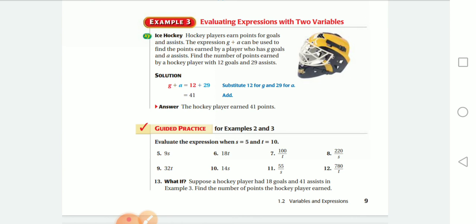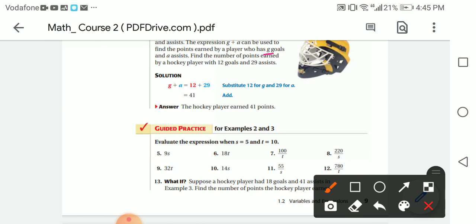Ice hockey. Hockey players earn points for goals and assists. The expression G plus A can be used to find the points earned by a player who has G goals and A assists. Okay, G for goals, and A for assists. Find the number of points earned by a hockey player with 12 goals and 29 assists.